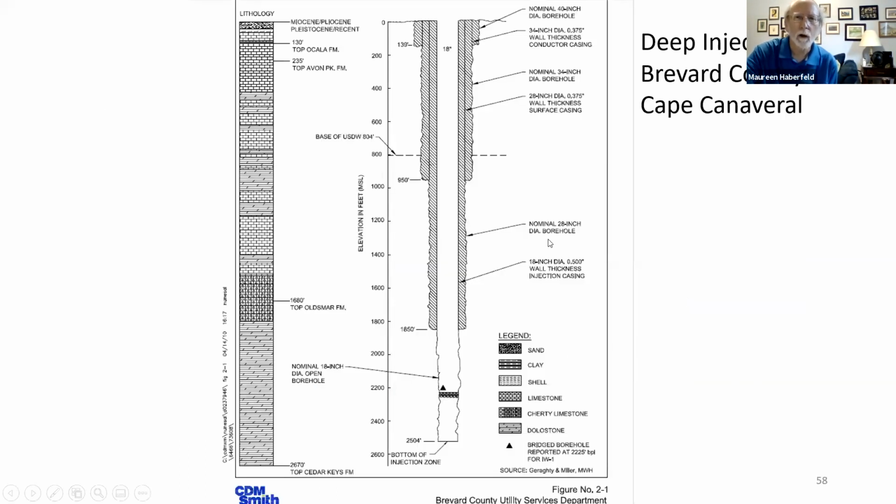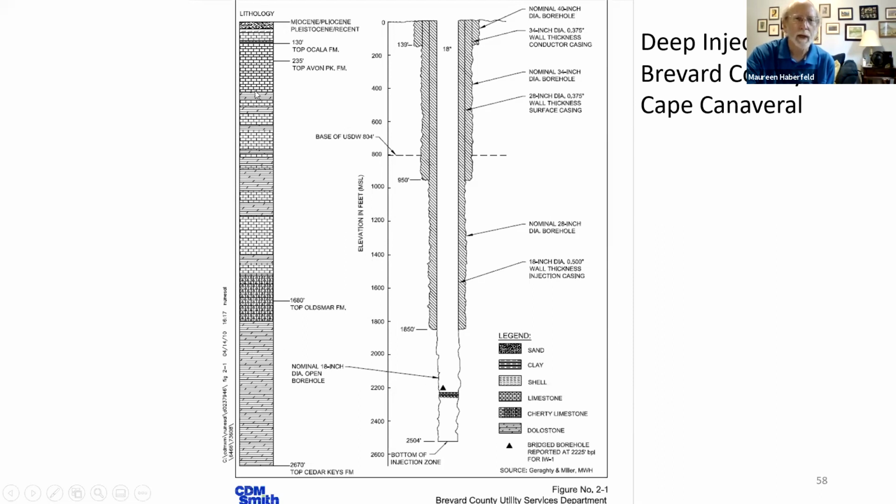Sorry, you can't see this all that well, but this is a downhole view of one of these deep injection wells in Florida. And it goes into a pipe, but it's not just one pipe. It's a series of pipes that are set deep enough to protect the different aquifers down there. And the deepest pipe goes down to a depth of 1,600 and 1,850 feet. This is a different well than I was showing you a second ago, but it serves the same function.